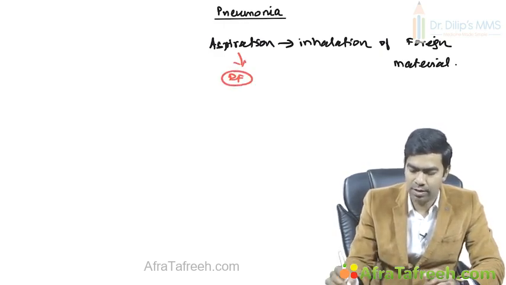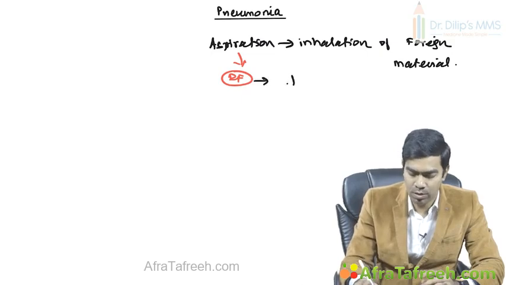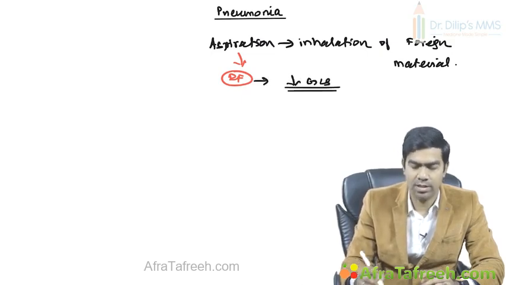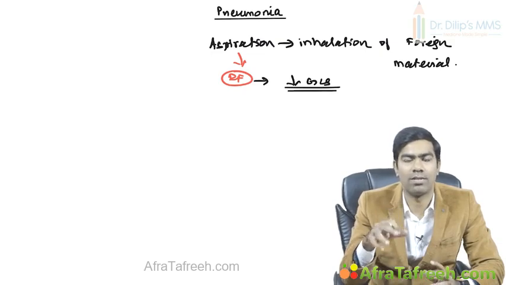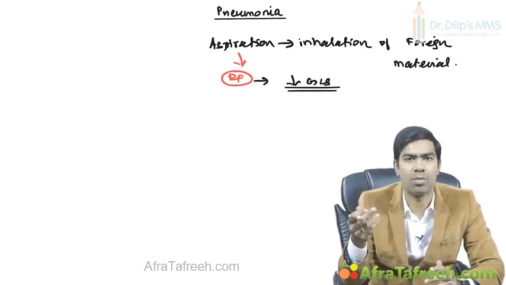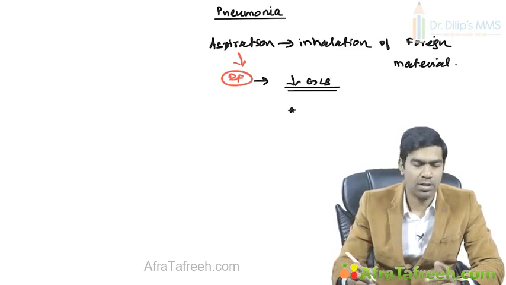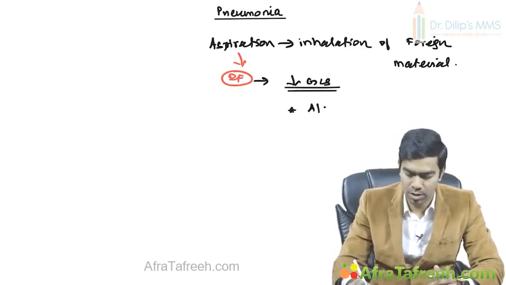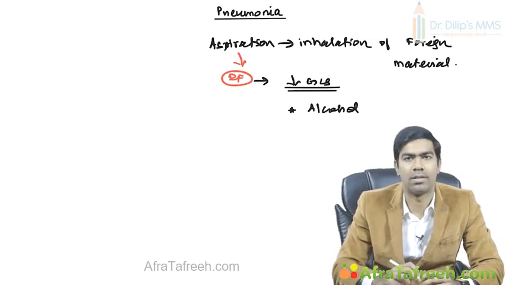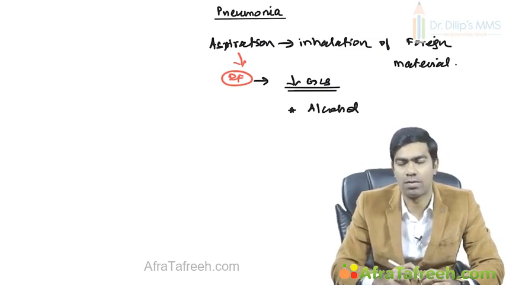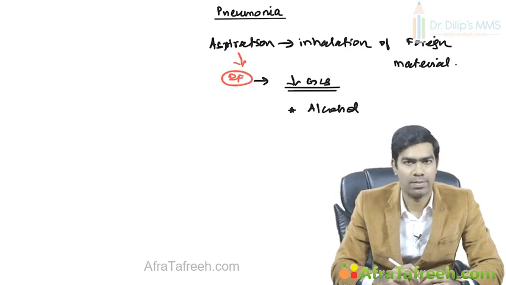The number one risk factor for aspiration is going to be the low GCS. Whenever the GCS is low, your airway protective reflexes will be weak, and that is the reason why you are more prone to aspiration. Among the causes of declining GCS, the most important in our community is heavy alcohol intake. Yeah, knocking out with alcohol is one of the main risk factors for developing aspiration.